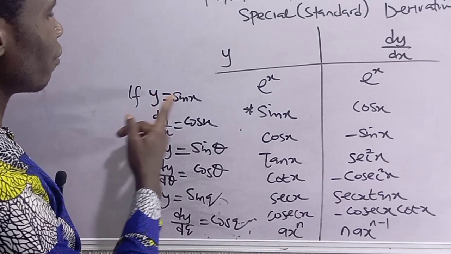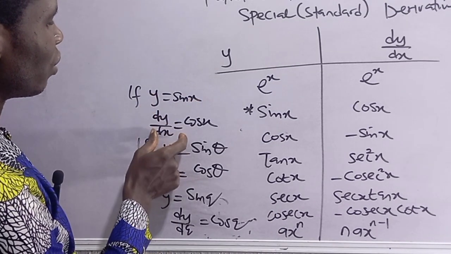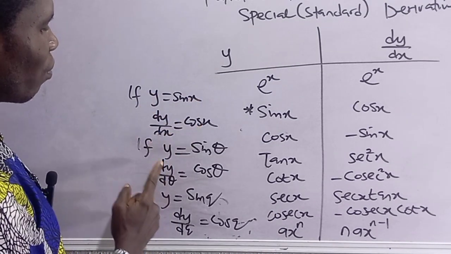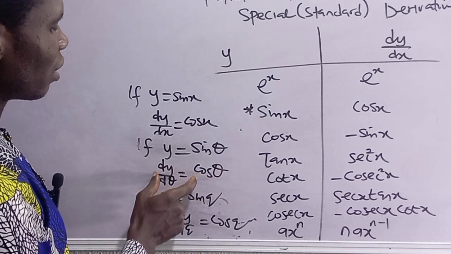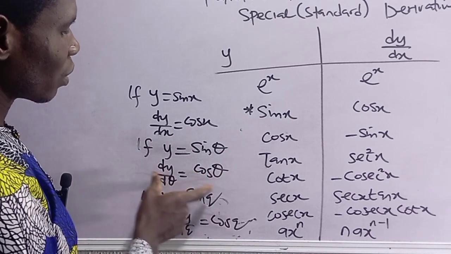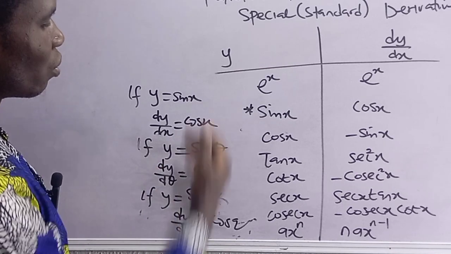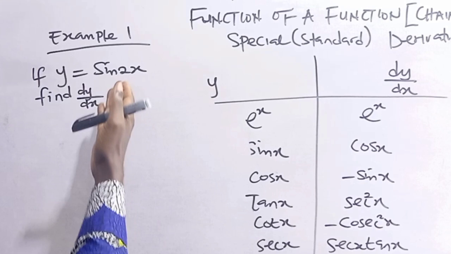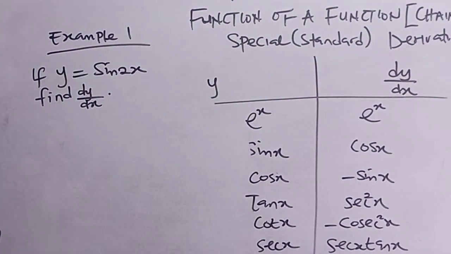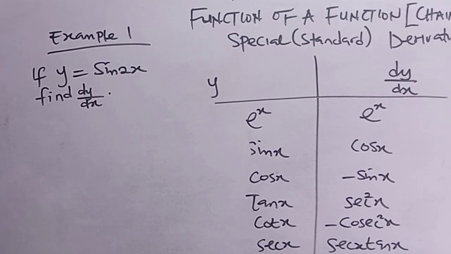If y is a function of x, we differentiate with respect to x. If y is a function of theta, we differentiate with respect to theta, and so on and so forth. Okay, let's quickly look at this example together. If y is equal to sine 2x, find dy all over dx.